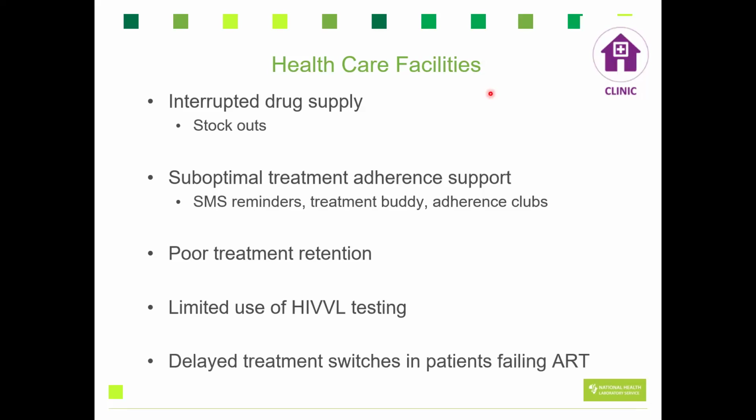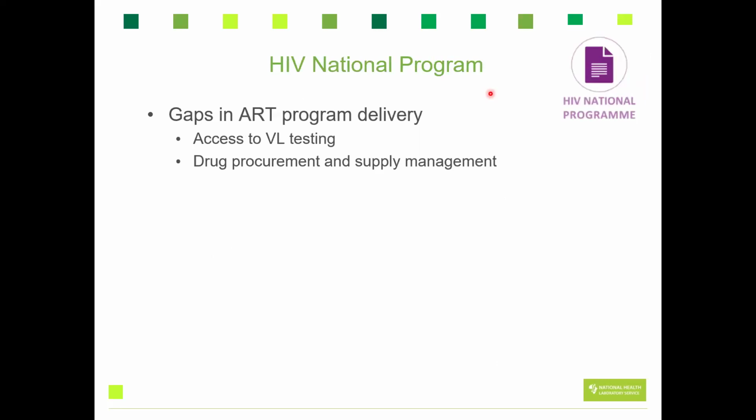So if patients are failing and the underlying issues are not addressed and the patient keeps on failing, but they are still taking the drugs, the number of mutations that are being selected and that are in the replicating population will just continue to accumulate. And the more mutations you have, the more risk for cross-resistance to any of the other available drugs from that same class. Okay. Then finally, the national program, again, gaps in ART program delivery.